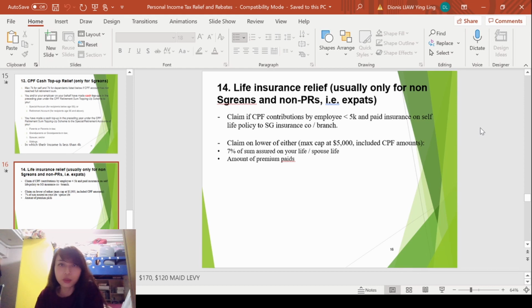You can claim on the lower of either the premiums paid or 7% of the sum assured. So if you have never made any CPF contribution and your premiums paid was $3,000 and it's also lower than 7% of the sum assured. Usually if you pay like $3,000, the sum assured will be at least 1.5 million already. So the amount of premiums paid is usually the lesser amount. So you just claim on like $3,000. But the max cap is $5,000. For example, if you pay $10,000 for your life insurance premiums per year, you can only cap it at $5,000 for this relief.